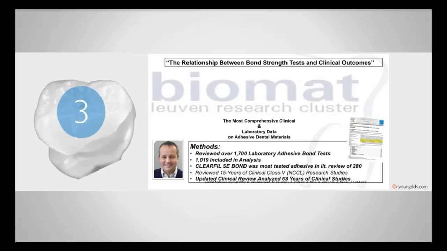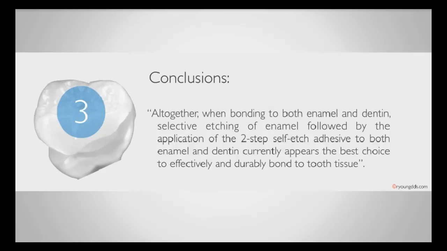They reviewed 15 years of clinical class 5 research studies, updated the clinical review, and analyzed 63 years of the clinical studies. And the conclusion that he found was that altogether, when bonding to both enamel and dentin, selective etching of enamel followed by the application of the two-step self-etch adhesive to both enamel and dentin currently appears to be the best choice to effectively and durably bond to tooth structure.